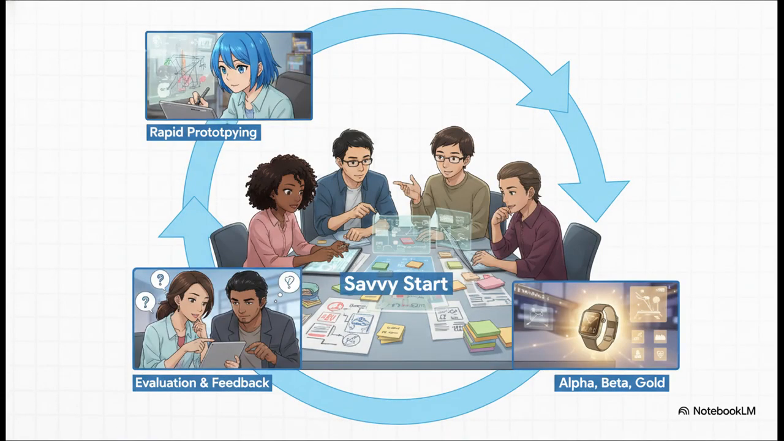So how does it work? Well, it usually kicks off with this big collaborative brainstorming jam session called a Savvy Start. From there, it's all about making prototypes quickly, even if they're super rough, and constantly getting feedback on them. So instead of one big evaluation at the very end, feedback is built into every single step as you move through what they call alpha, beta, and gold versions.